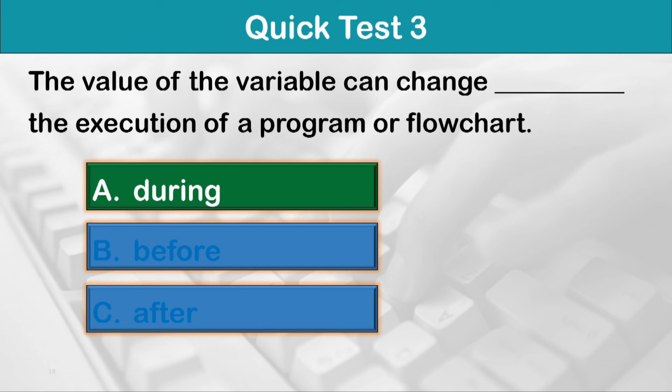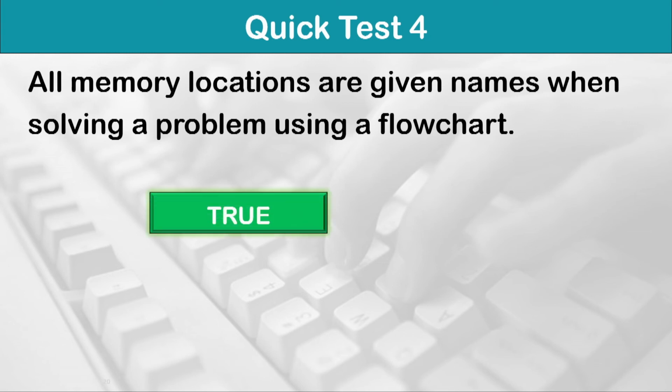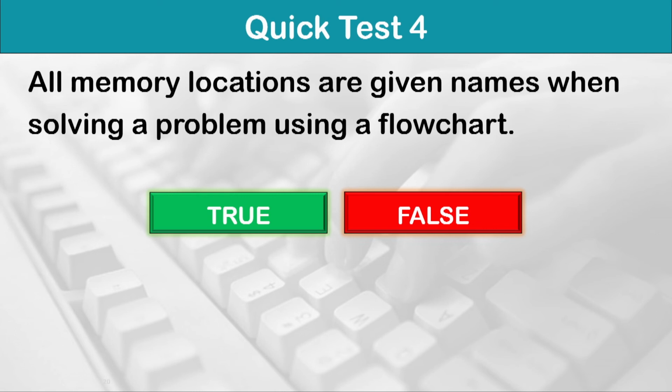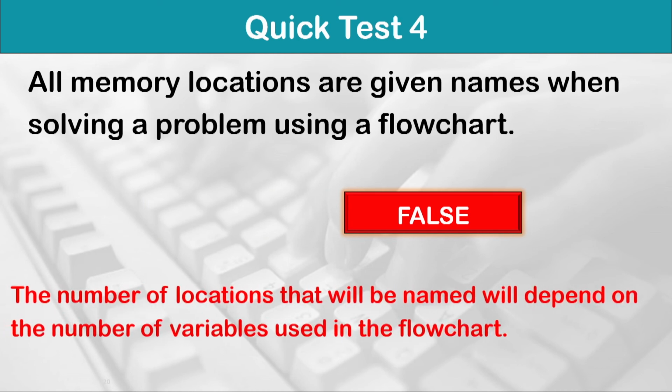Let us now see some true-false questions. Quick test 4. All memory locations are given names when solving a problem using a flowchart. True or false? False. The number of locations that will be named will depend on the number of variables used in the flowchart. Names are not given to all memory locations.